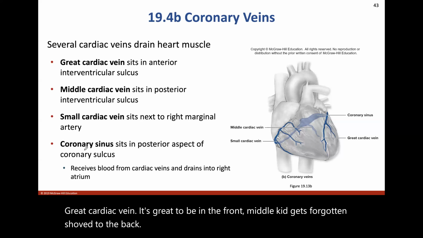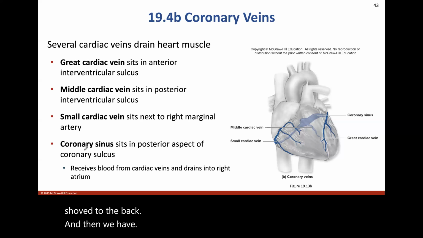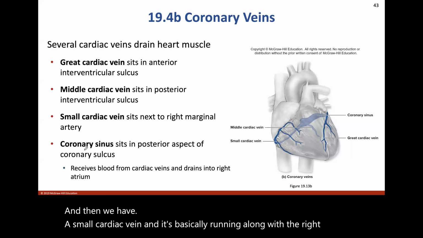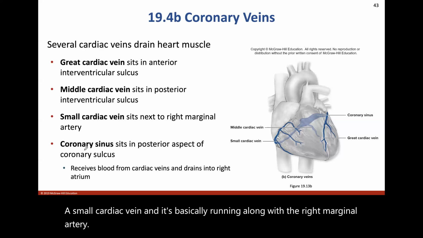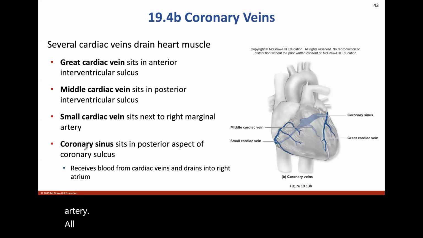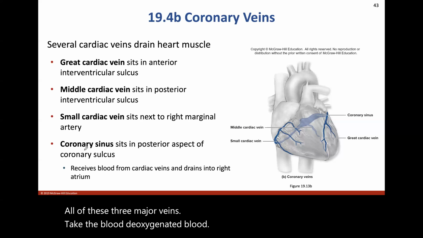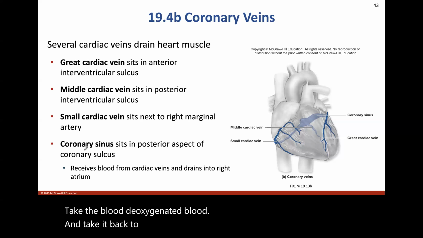And then we have a small cardiac vein, and it's basically running along with the right marginal artery. All of these three major veins take the blood, deoxygenated blood, and take it back to the coronary sinus, and the coronary sinus dumps it into the right atrium.